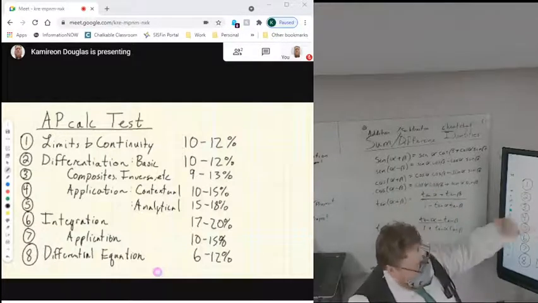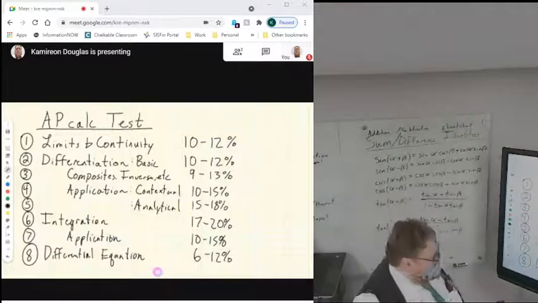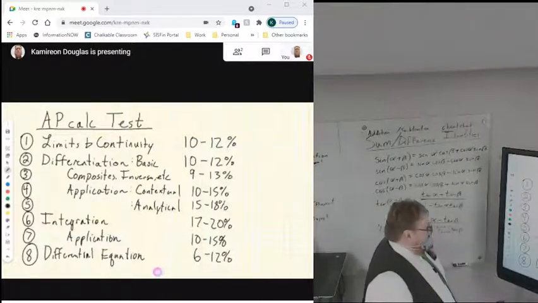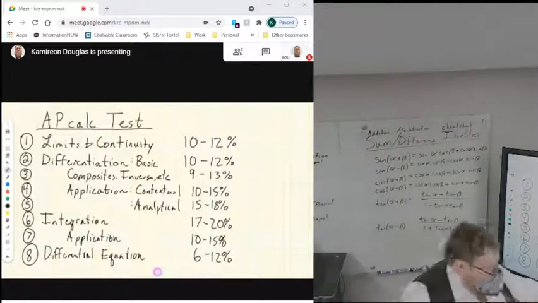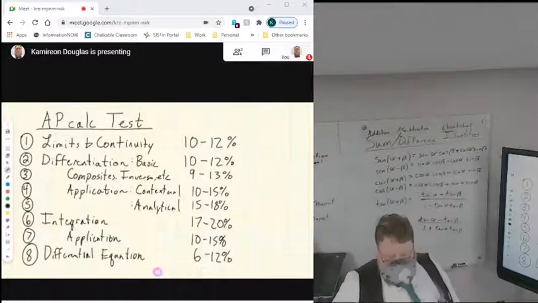Limits and continuity, 10%. Much smaller, but a couple questions every year. Integration comes to between 27 and 35%. And differential equations, which is what we'll talk about the week before. Again, it's just a short little section there.